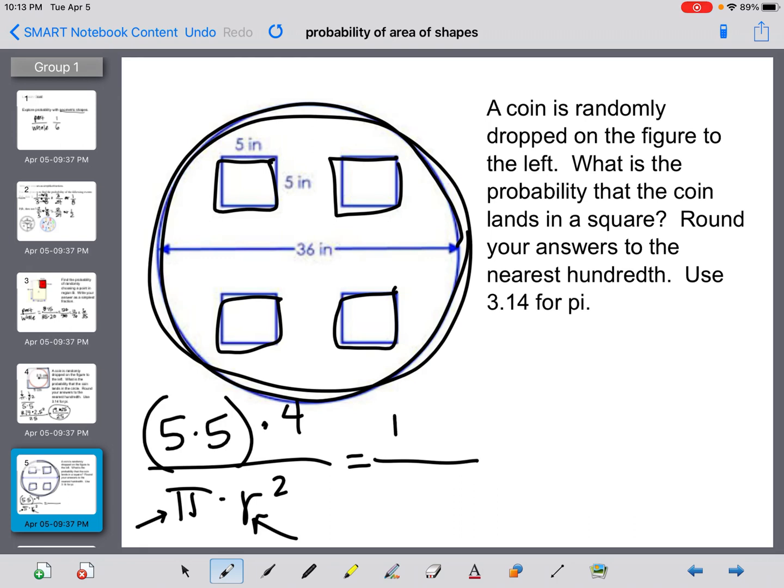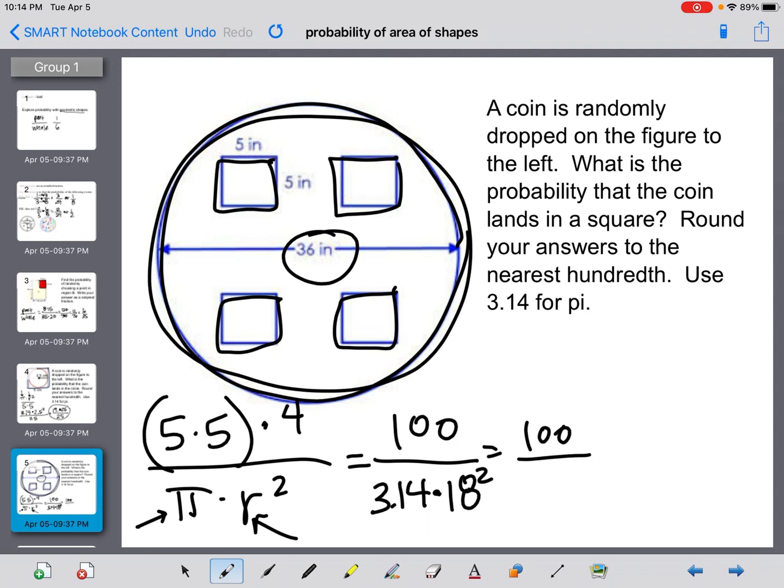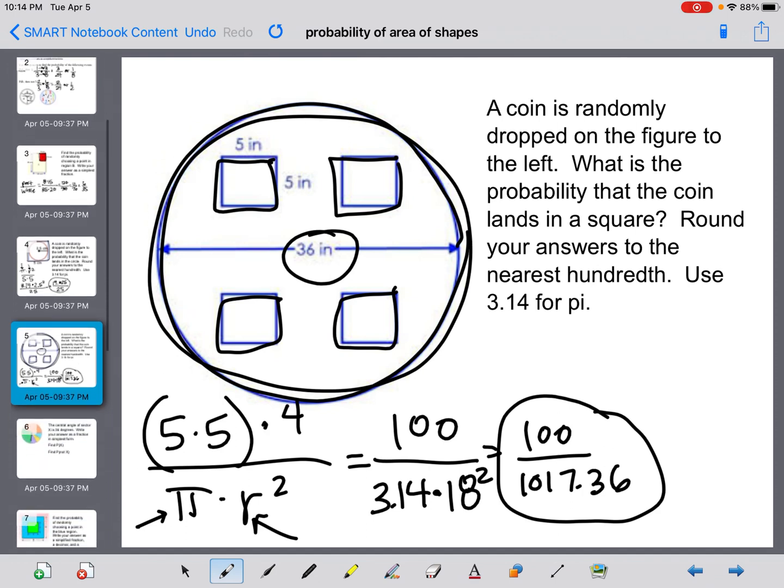Five times 4 is 100. 3.14 times, oh boy, who fell for the distractor? We needed halfway across. Again, anytime you have pi, you're going to get kind of a weird decimal. We can't simplify that. That's okay. Good news for us. Less work.